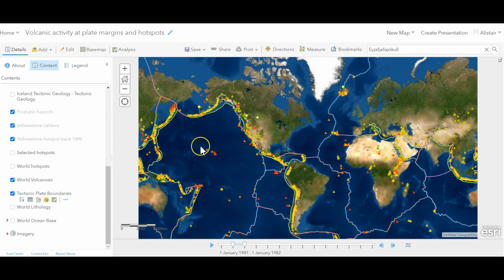And then you do have these strange clusters of volcanoes, particularly apparent here in Hawaii, which are thousands of kilometers away from the nearest plate margin.